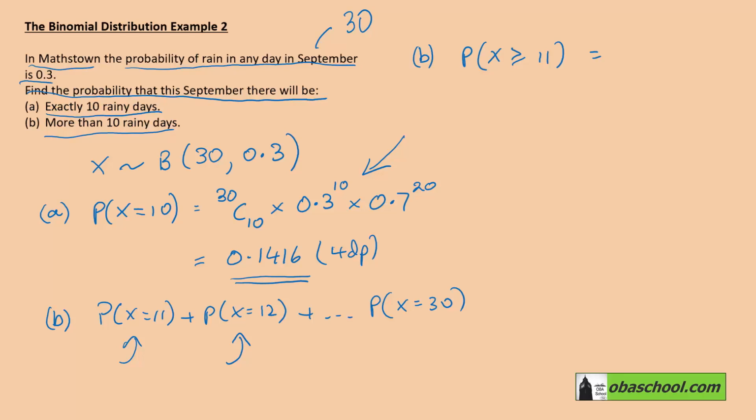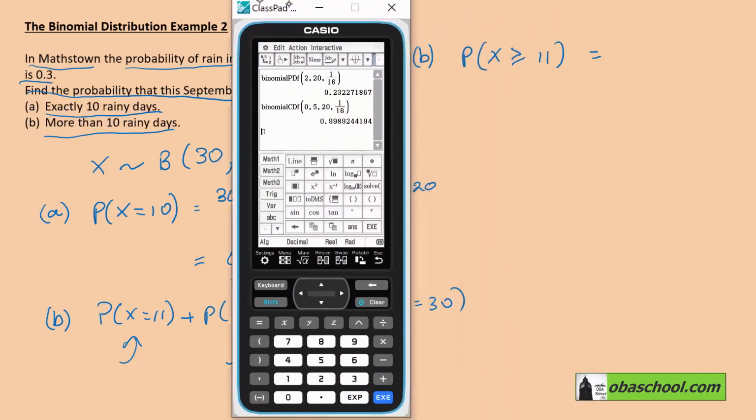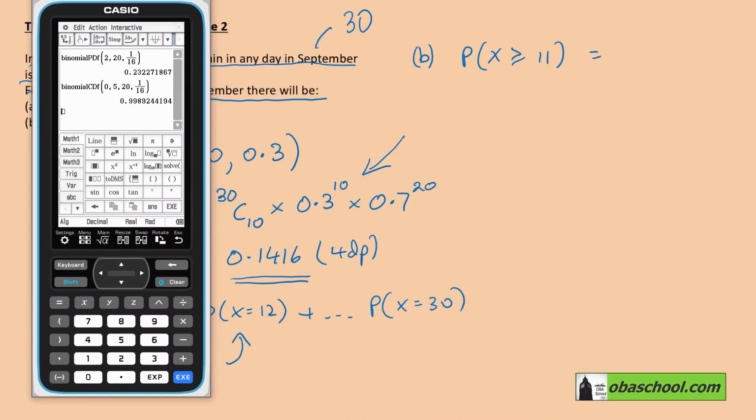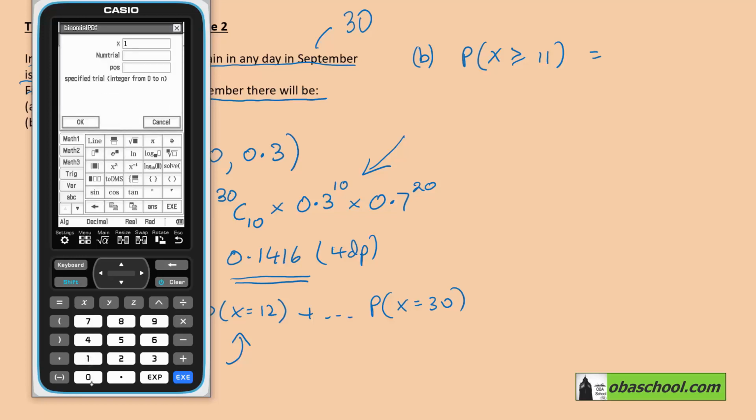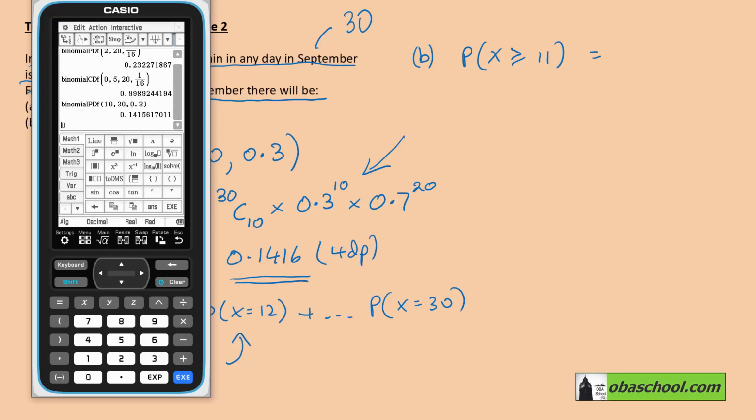Once again, the calculator I have for this is the ClassPad, but any modern graphical type calculator will have an app for doing this type of thing. First of all, let's just do the equal to 10 again. So that's a binomial PDF. I just put in here 10 with 30 trials, probability of success 0.3, and that should give me that same answer, and indeed it does.